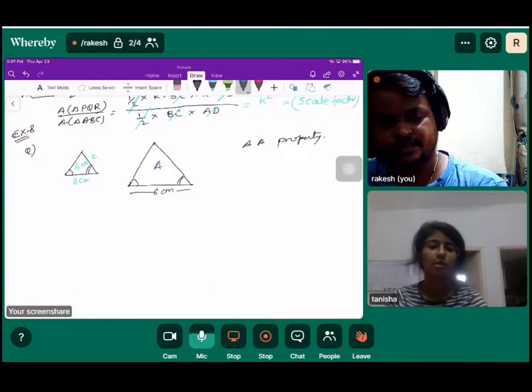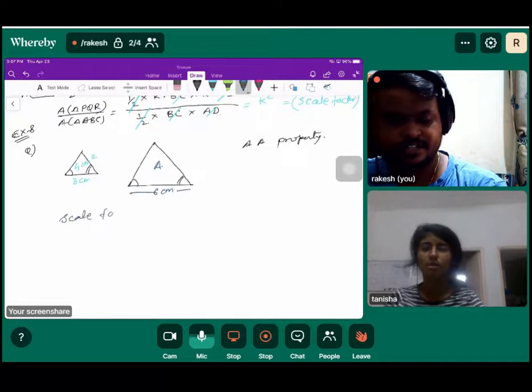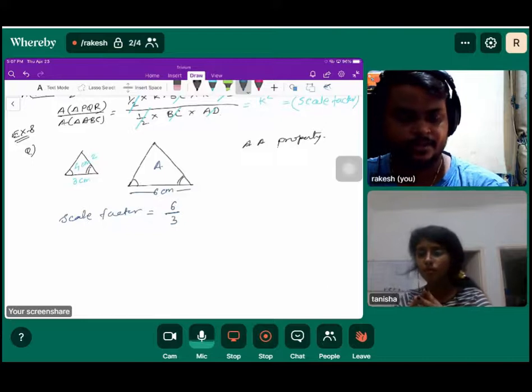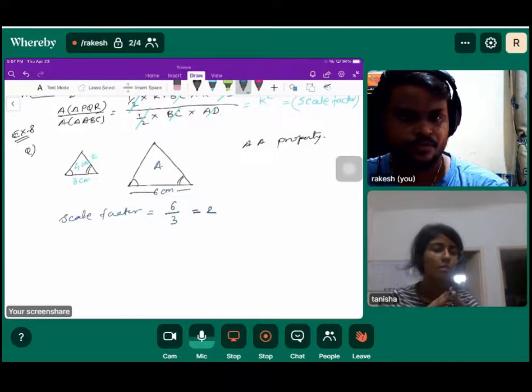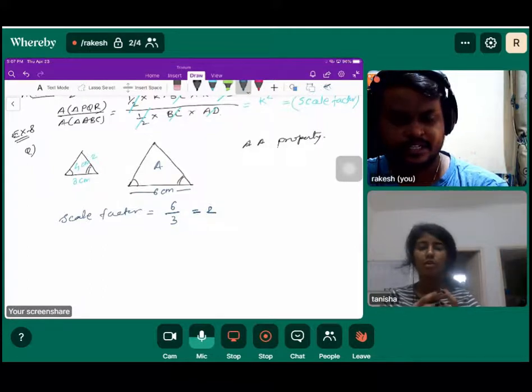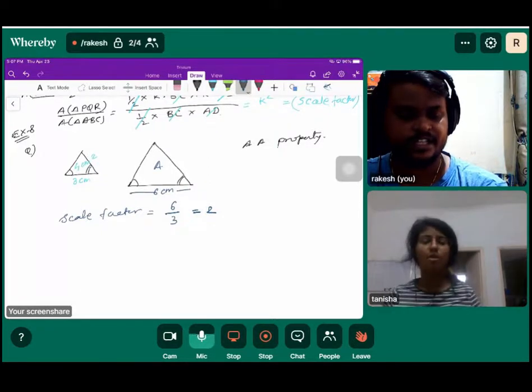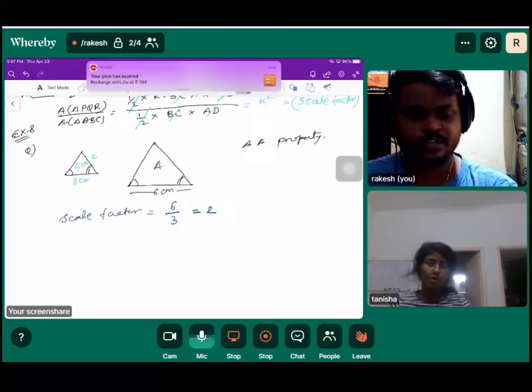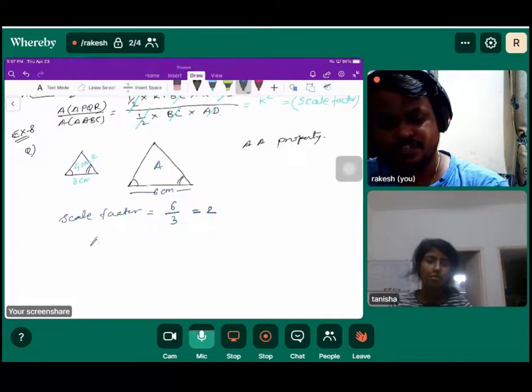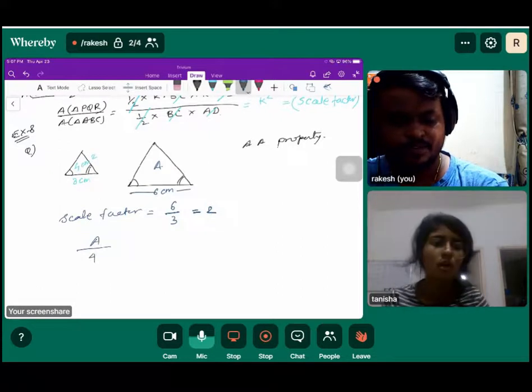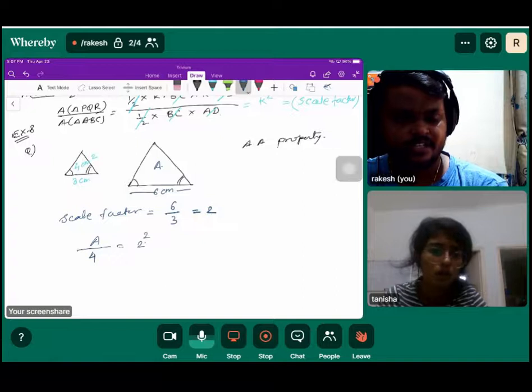So see, in this case, we have to figure out the scale factor, right? The scale factor is 6 upon 3, which is 2. We take the ratio of the length of both the sides of the triangle. So 6 by 3, the scale factor is 2. Okay, so what they said, the ratio of the area will be A upon 4, and that is nothing but the square of the scale factor, which is this.